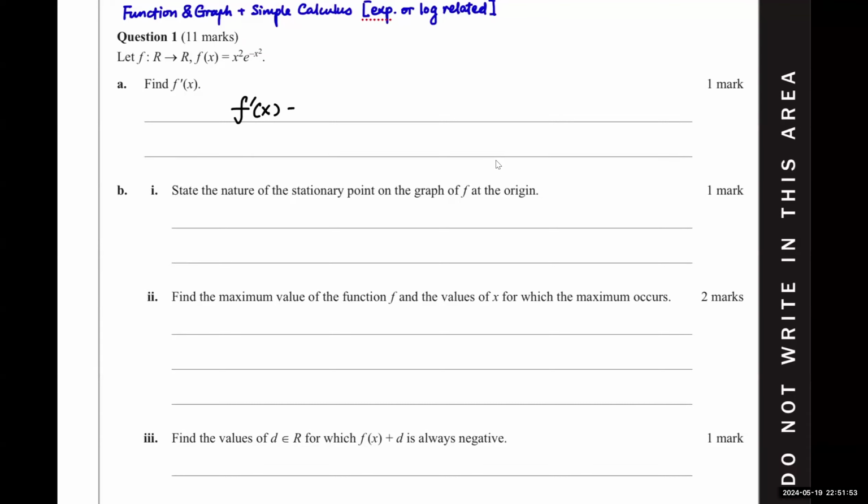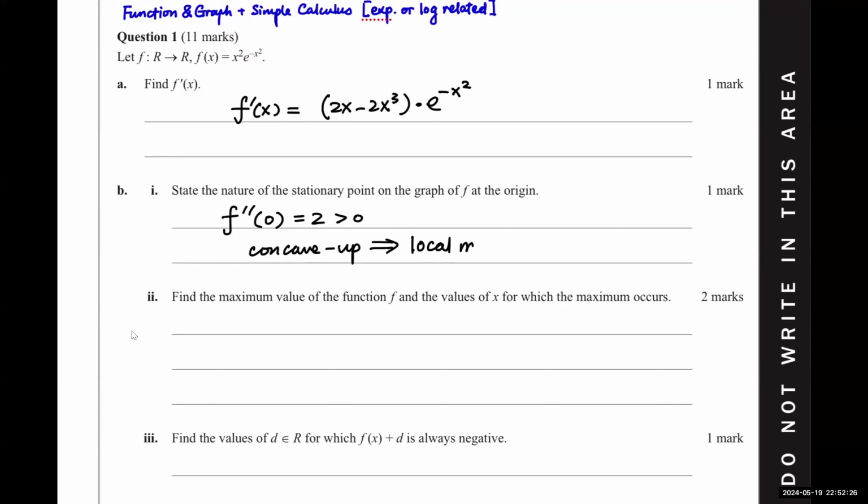F dash of x is, copy from your screen, let's say 2x minus 2x cubed times e to the power -x squared, okay? Something along these lines. And nature of the stationary point, say f double dash of 0 equals 2, greater than 0, concave up, local minimum.